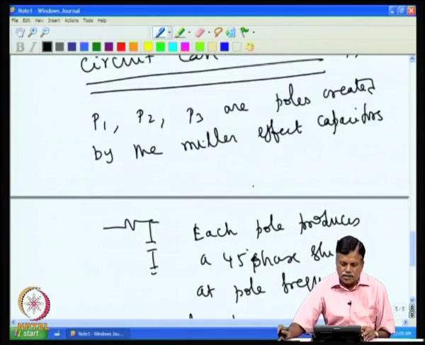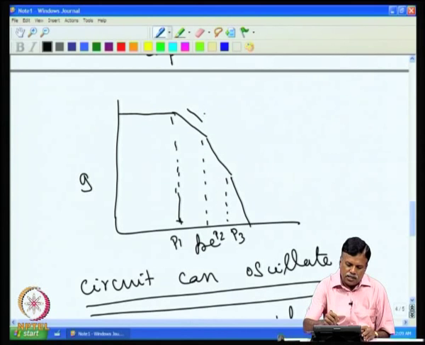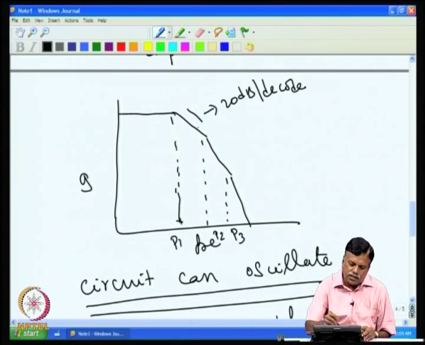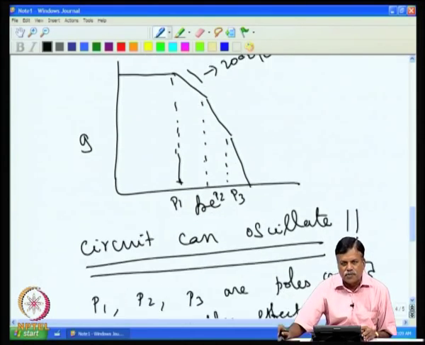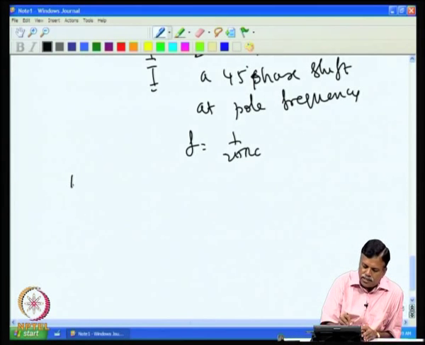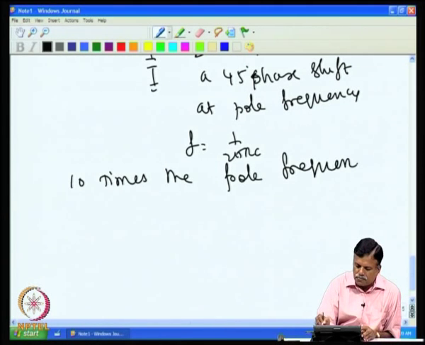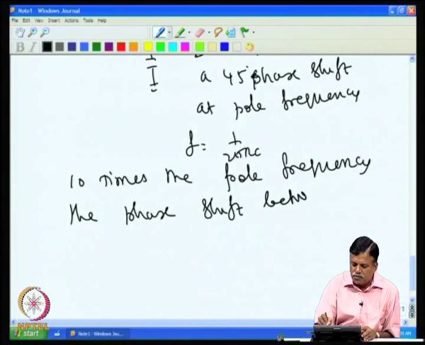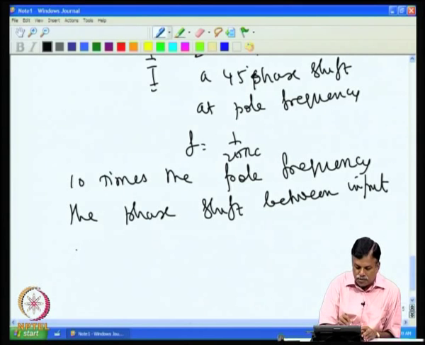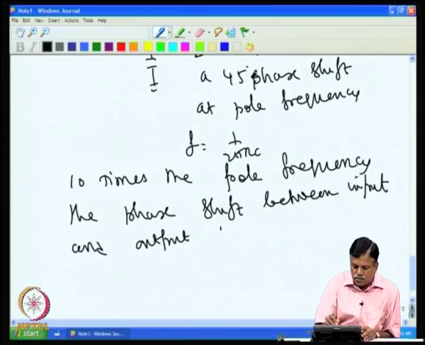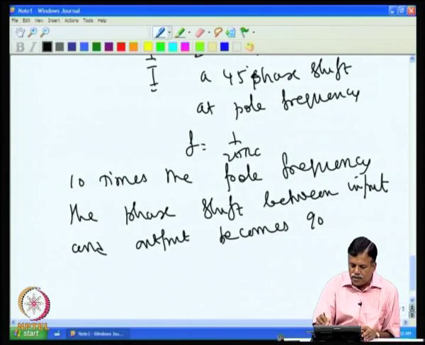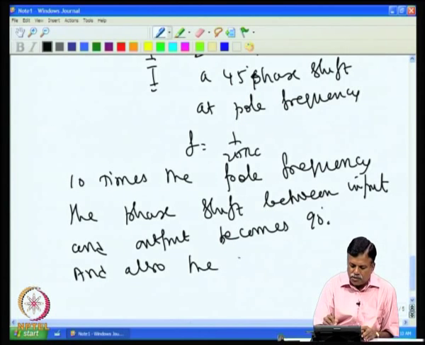As you increase the frequency, this has a 20 dB per decade slope, and the phase shift continuously increases. At 10 times the pole frequency, the phase shift between input and output becomes 90 degrees, and the amplitude also comes down by a factor of 10.